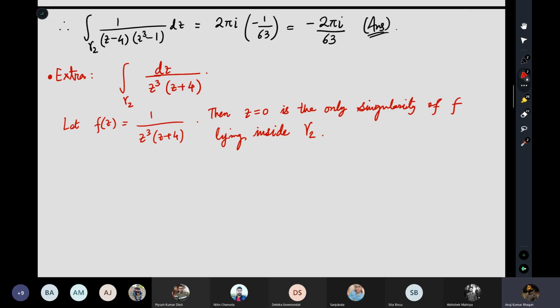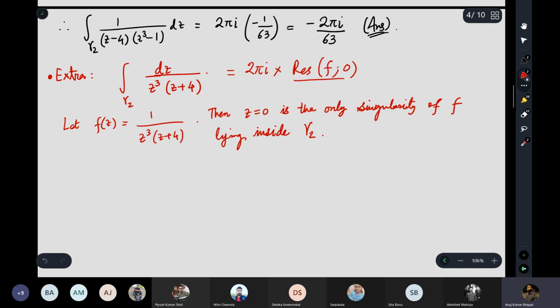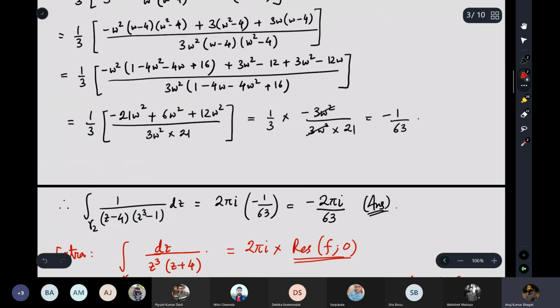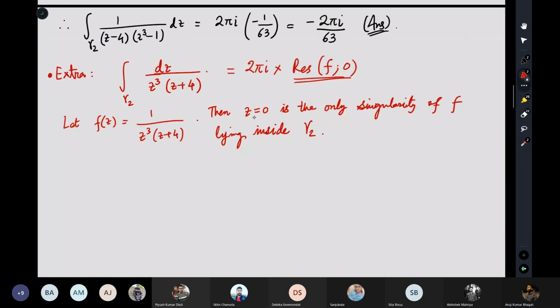Okay, so we are done. What is the value of this integral? This will be nothing but 2 pi i times the residue of the function at 0. If we can calculate this, we are done. We don't have to compute anything else. But note that you cannot apply this formula to compute the residue this time, because z equals 0 is not a simple zero of this one, right?